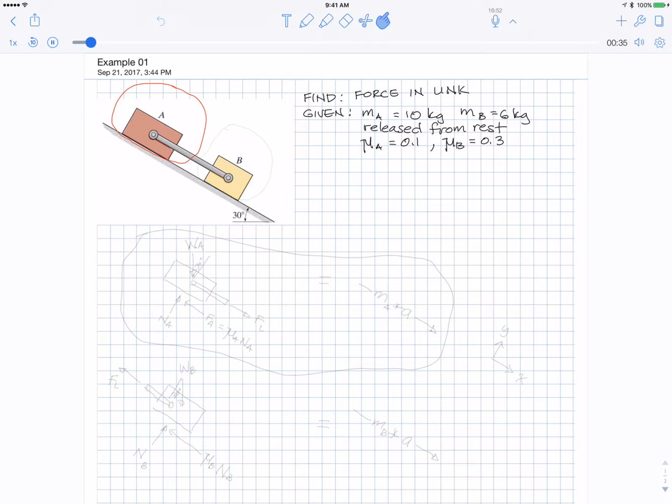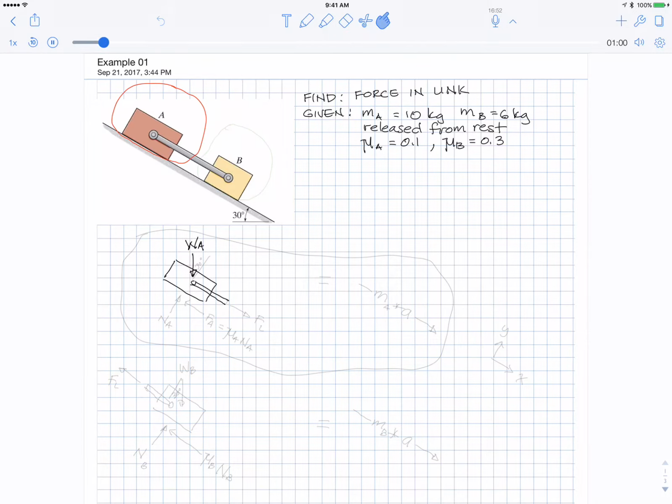There's my closed loop. And then you draw only what's in the loop. Okay, so here's in the loop. There's that block and this link. And then you draw the forces of everything in the loop only. So I've got the weight of A.